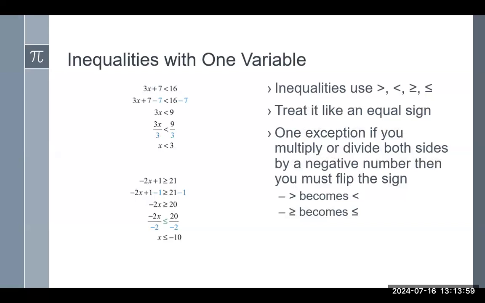Suppose you have inequalities and you're trying to isolate your variable. Just treat it like an equal sign. Nothing new here. The only exception is if you multiply or divide both sides by a negative number, then you just flip the sign. As the PowerPoint says, a greater than sign becomes a less than sign, and a greater than or equal to sign becomes a less than or equal to sign. So yes, don't just treat it like an equal sign. The behavior doesn't change so drastically that you can't solve the problem anymore.